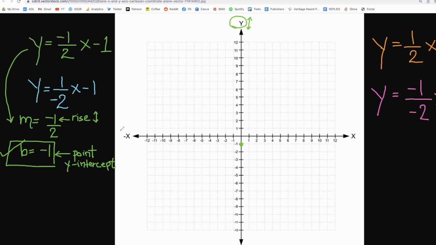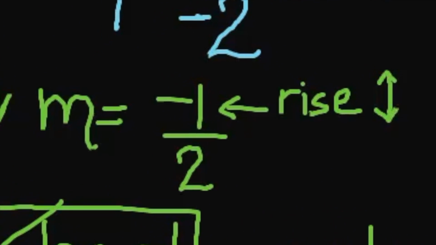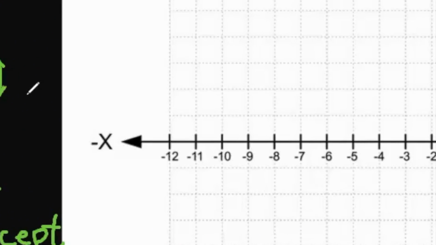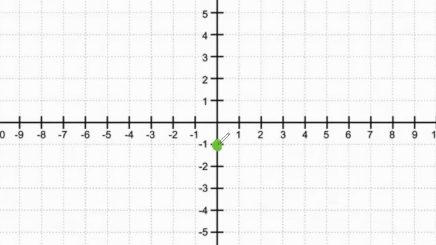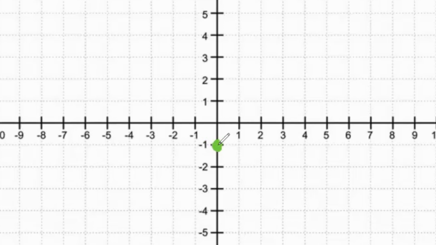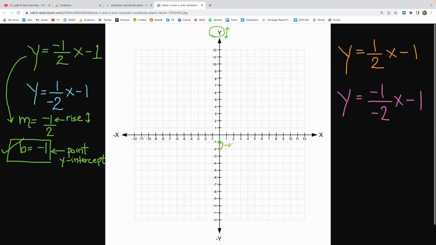So examine this fraction here, Channing. Am I going up or down? You are going down. How'd you know? Because of the negative. Exactly. Negative 1 means down 1. Beautiful. So not starting at the origin, starting at our point, because m is a movement, I'm going to go down 1. So I went down 1. Beautiful. And then now we can do our run.